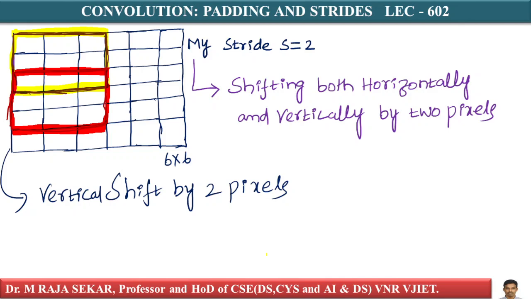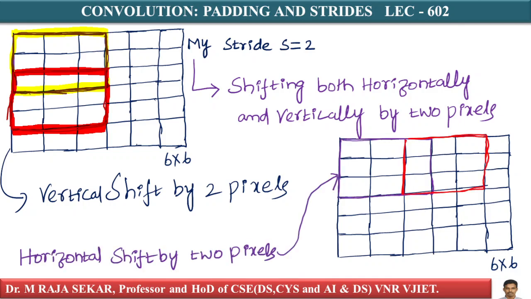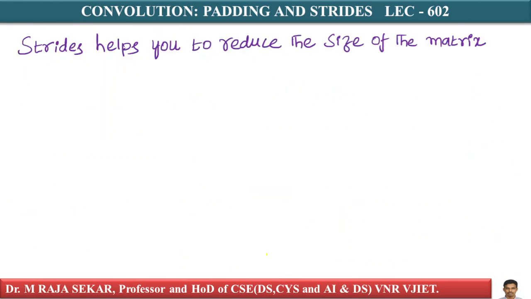Stride is a very interesting concept. This is a vertical shift by 2 pixels, and this is a horizontal shift by 2 pixels. My stride s equals 2 means you can shift horizontally 2 pixels and vertically also 2 pixels. Just try to understand; it is a very simple concept. Strides help you reduce the size of the matrix.